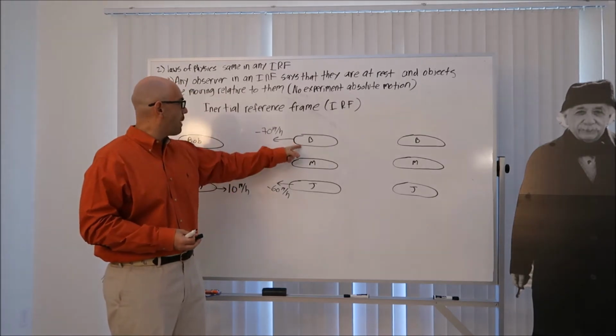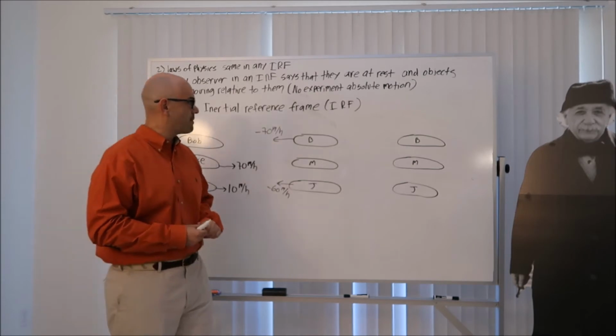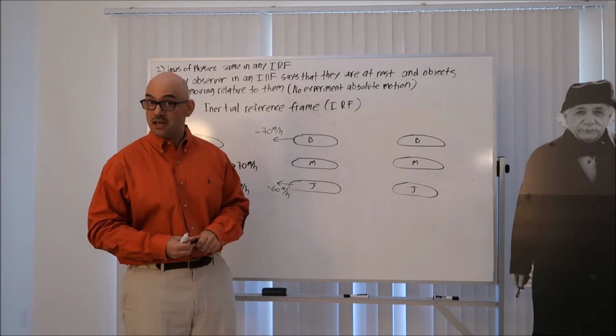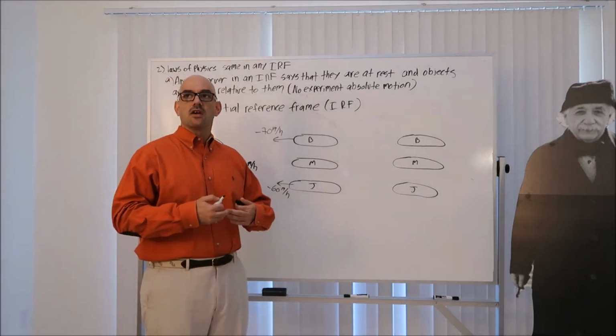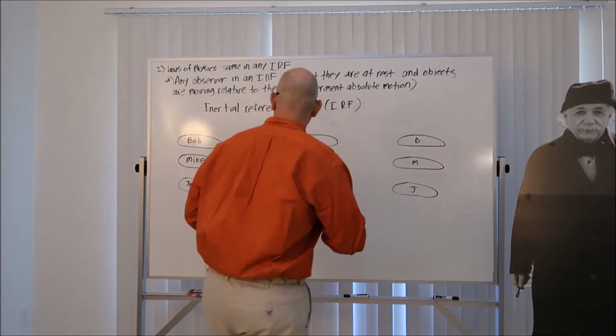He's at rest and he sees Bob moving at negative 70 miles an hour relative to him and Jenny moving at negative 60 miles an hour relative to him. Now let's take a look at Jenny's inertial reference frame. Well, Jenny says that she's at rest. Every experiment that she does confirms that she's at rest.